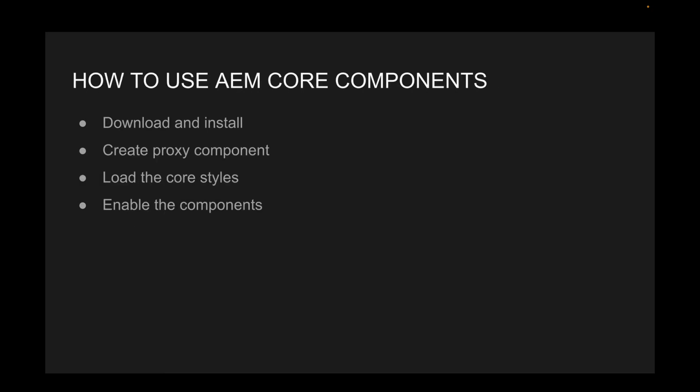Let's see how to use AEM core components. Basically, there are 4 steps involved. First, you have to download and install the core components. Second, you create a proxy component. Third, you load the core styles, and finally, you enable the components. Let's look at the steps.